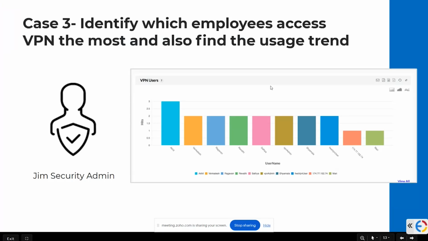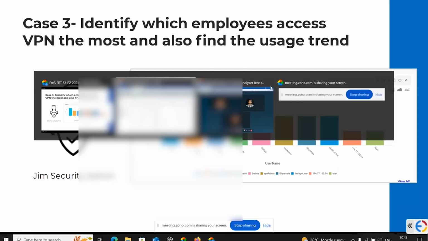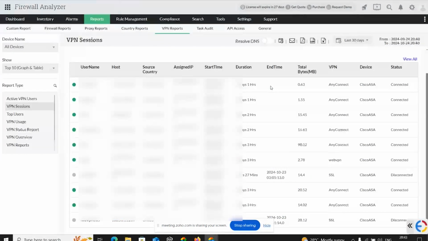Hence, as a third task, Jim has been asked to identify which employee accesses the VPN the most, and the company also wants him to find the usage trend. So this means the organization wants more details on the VPN user activity and connection trends. So let's look at how Jim does this using Firewall Analyzer. Let's go to VPN reports again.